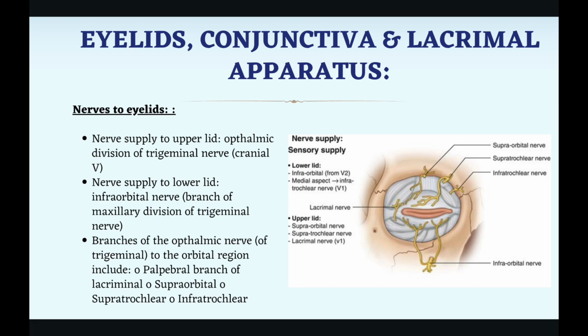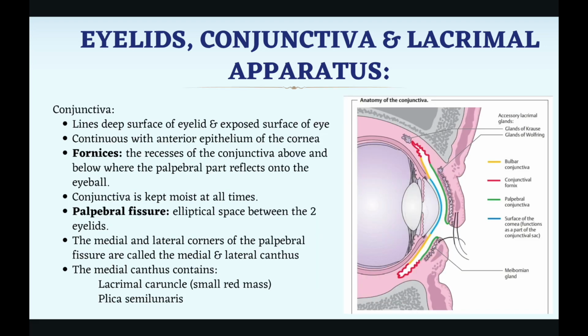The branches of the ophthalmic nerve of the trigeminal to the orbital region include the palpebral branch of lacrimal, supraorbital, supratrochlear, and infratrochlear. The conjunctiva lines the deep surface of the eyelid and the exposed surface of the eye. It continues with the anterior epithelium of the cornea. The fornices are the recesses of the conjunctiva above and below where the palpebral part reflects onto the eyeball, whereas the palpebral fissure is an elliptical space between the two eyelids.